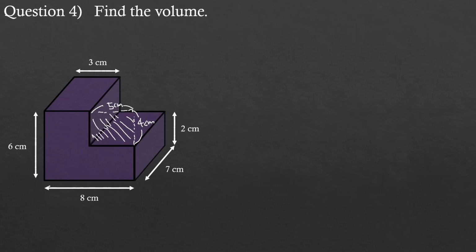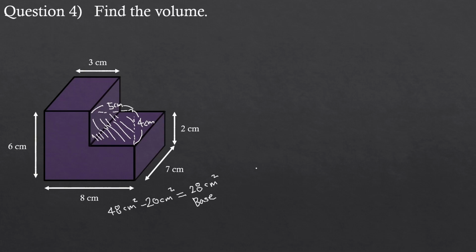The total was supposed to be 6 times 8, which is 48 centimeters squared. But this part is cut out, which is 4 times 5, which is 20 centimeters squared. The leftover area should be 28 centimeters squared. So in the end, this is our base area. Now, we're just stretching this to the back by 7 centimeters, right?